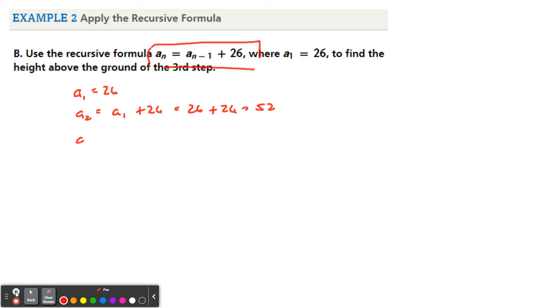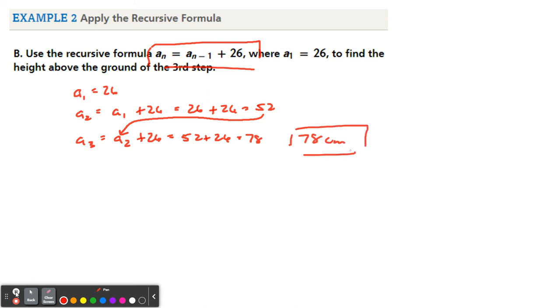So now to find the height of the third step, we're going to take the previous term, which would be a sub 2. We're trying to find a sub 3, the third step. Take the second step and add 26. So we put 52 in for a sub 2, and we do 52 plus 26, and that is 78. So that third step would be 78 centimeters above the ground. Again, basic recursive formula: you just take the previous term and add the difference. Awesome, great. So this is the first video. Second video is coming right up next.